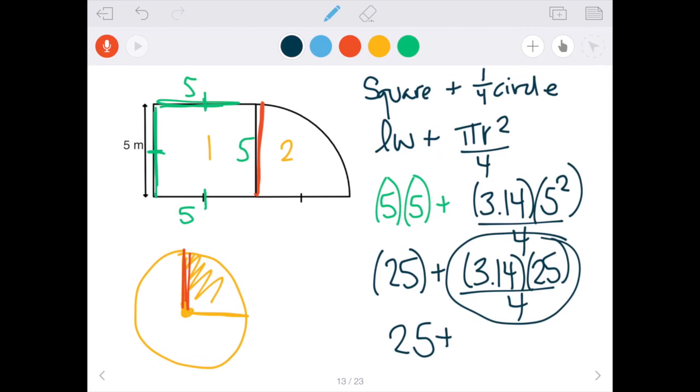So I need to figure out what this is. I'm going to do 3.14 times 25 divided by 4. And I get 19.625. Let's round it to 19.6 plus 25 gives us 44.6. And this would be meters squared. Okay, that's our area for that one.